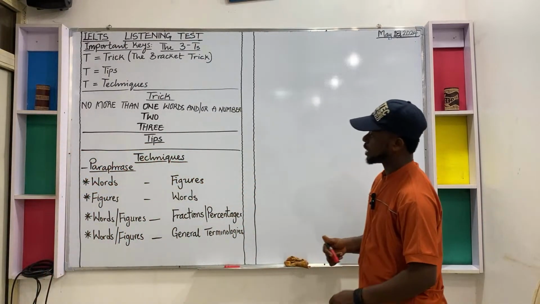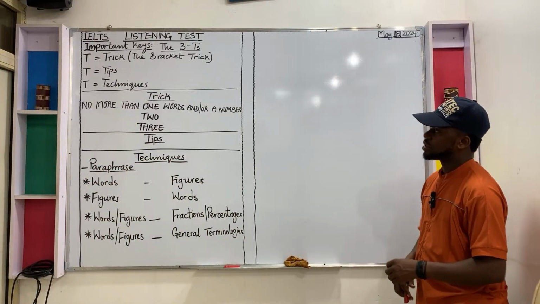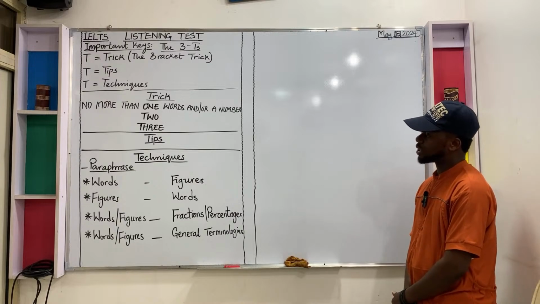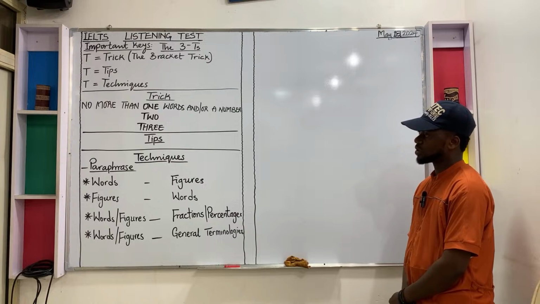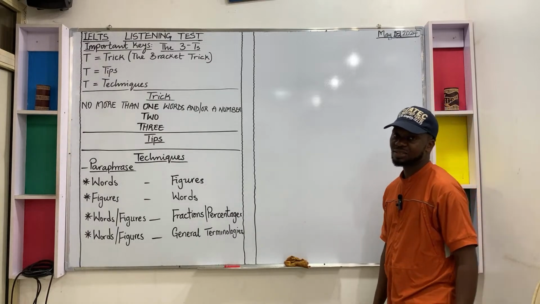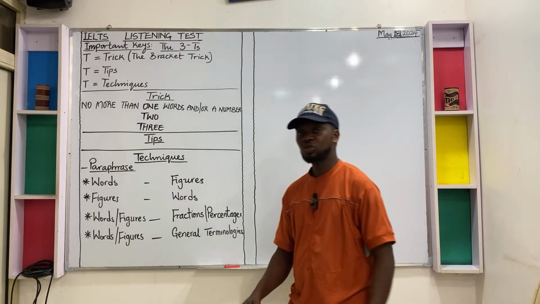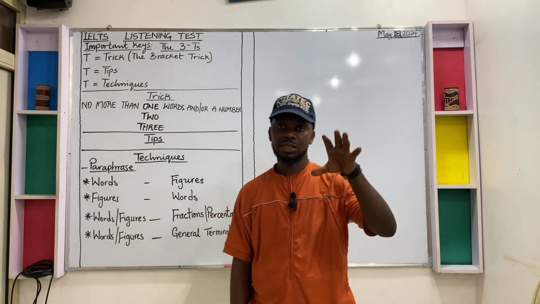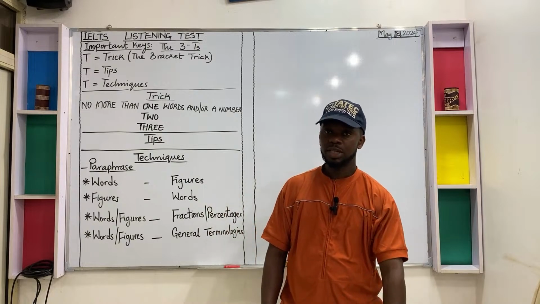Okay, so let's go to the last section of the important keys. This is techniques. Now, what we are going to look at under techniques is the paraphrase. We already know what paraphrasing means: the practice of substituting keywords using their synonyms or phrases in ways that they still retain the same meaning.